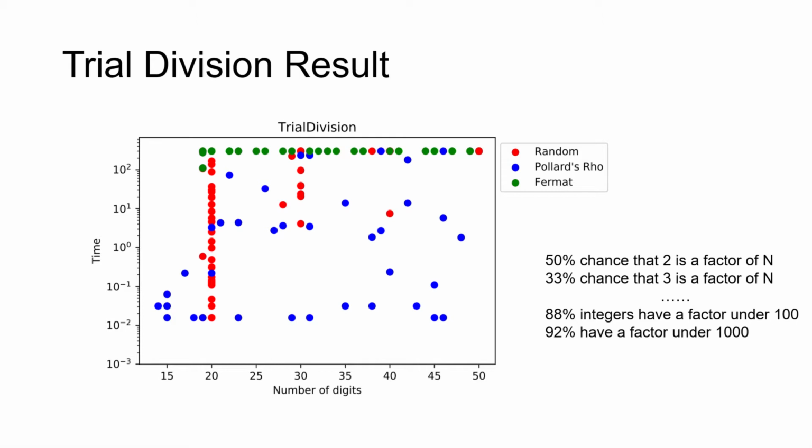However, it shows that 88% of all positive integers have a factor under 100, and that 92% have a factor under 1000. It is worthwhile to check the divisibility by the small primes. And it also explains the fast factorization of Pollard's rho numbers, which consist of small factors, and the undesirable performance on Fermat numbers.